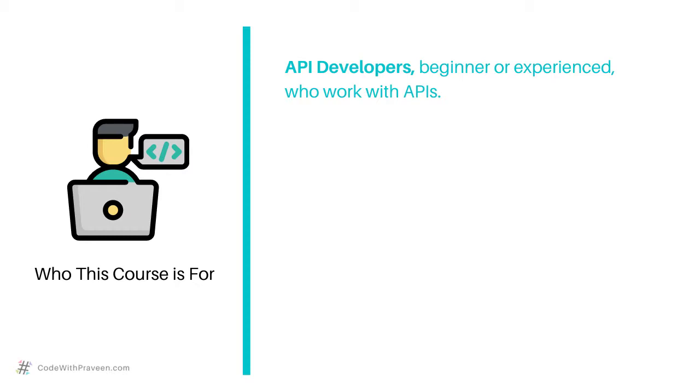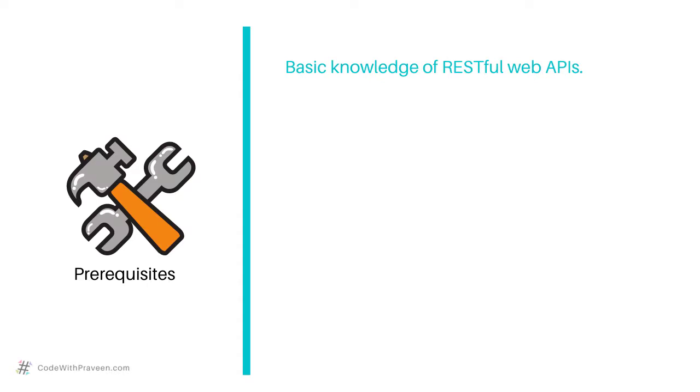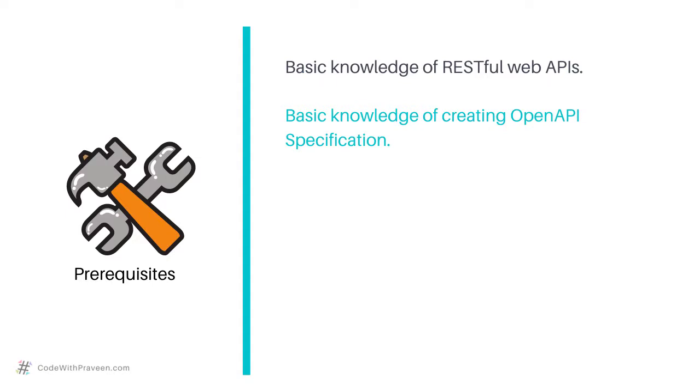You can be consuming OpenAPIs or implementing your own web services. This course will provide you with a strong foundation for understanding and using Swagger tools for API development. As a prerequisite, basic knowledge of designing RESTful web APIs will be good. Also, a basic knowledge of creating OpenAPI specification documents will be helpful.